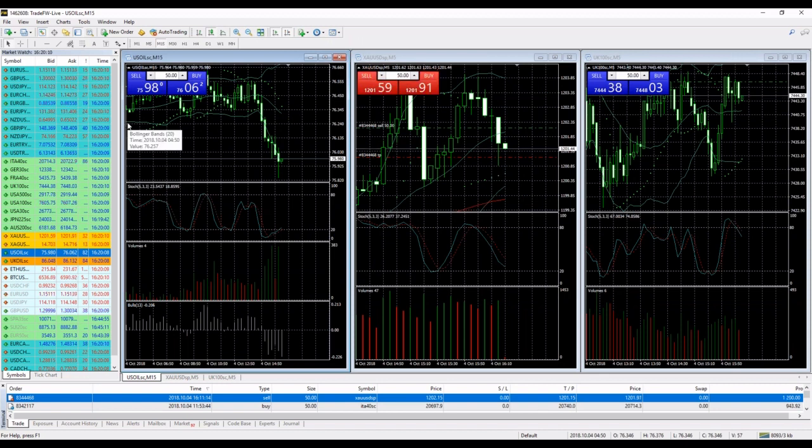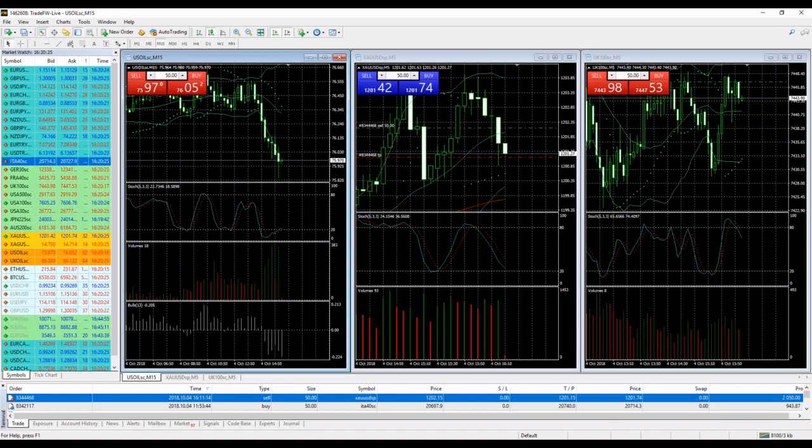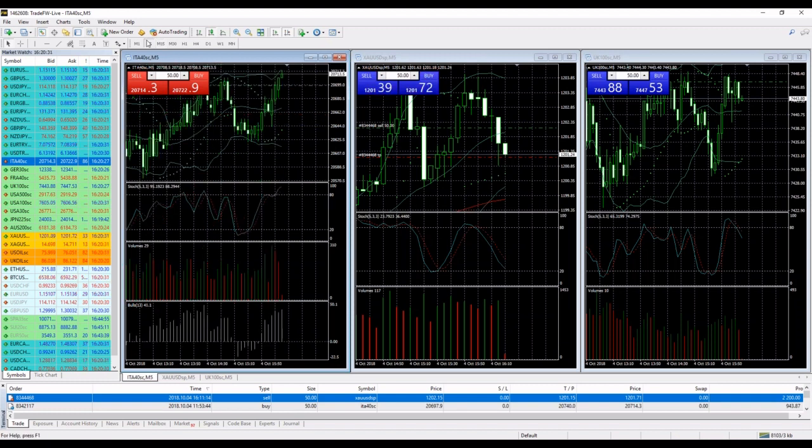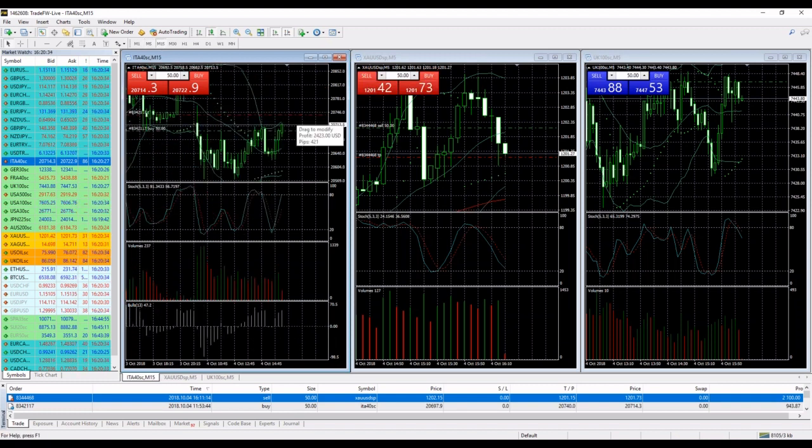On oil, I see a pullback, and once the pullback is over, I will enter an oil position again. On Italy 40, we are up $1,200 right now. Let's see, maybe we have to exit the position. No, I will not exit the position. I will stick to my take profit of $2,400 here. On gold, we are making $2,300, $3,000. I will still stick with gold.